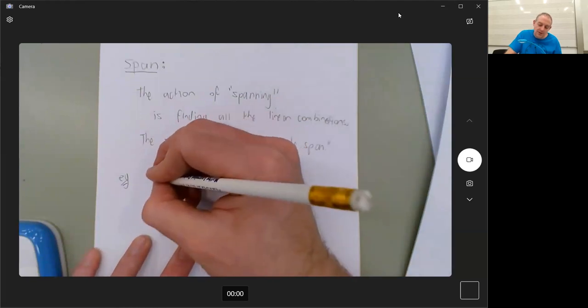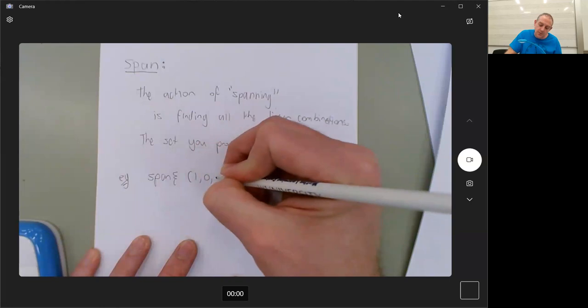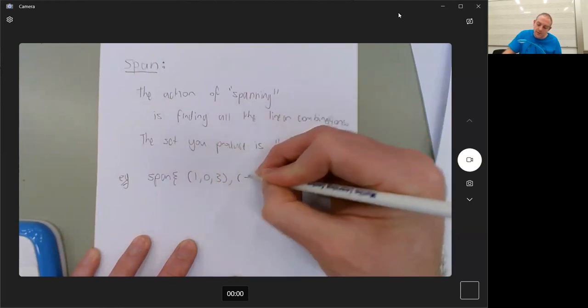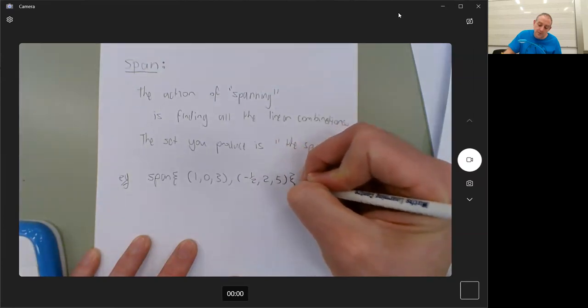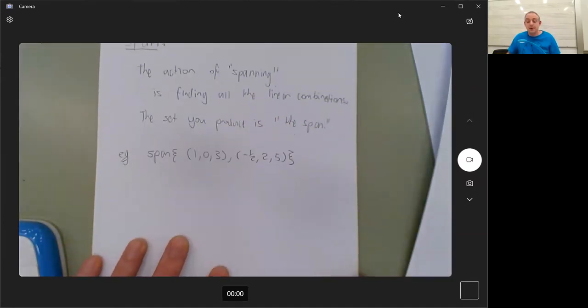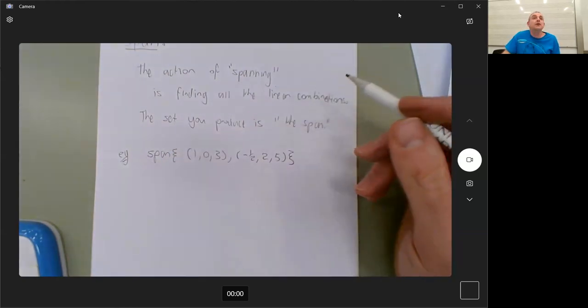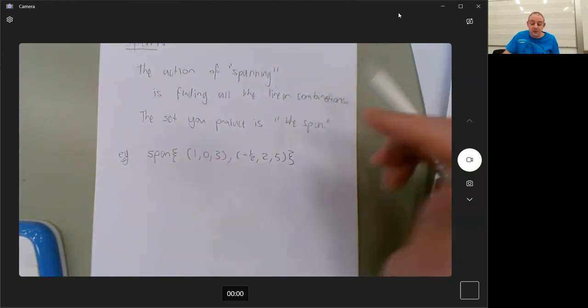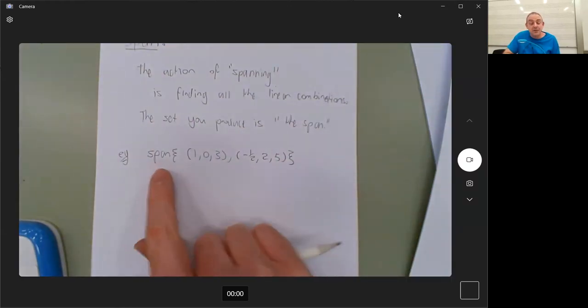So if I say the span of the vectors 1, 0, 3, and -0.5, 2, 5, for example, this is being used as a noun. It is the result of doing the action of spanning. And so this is a set.